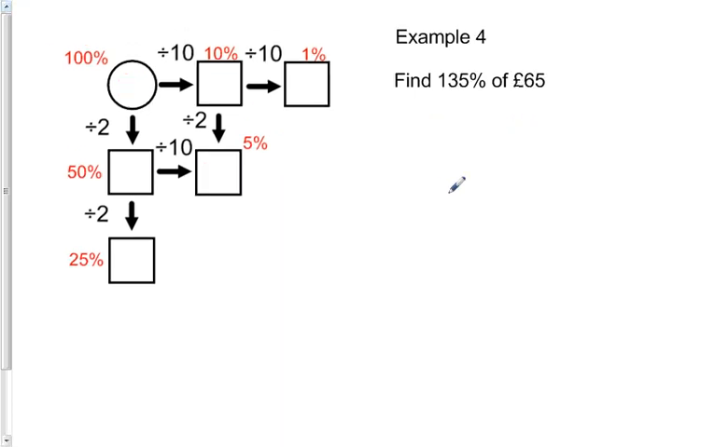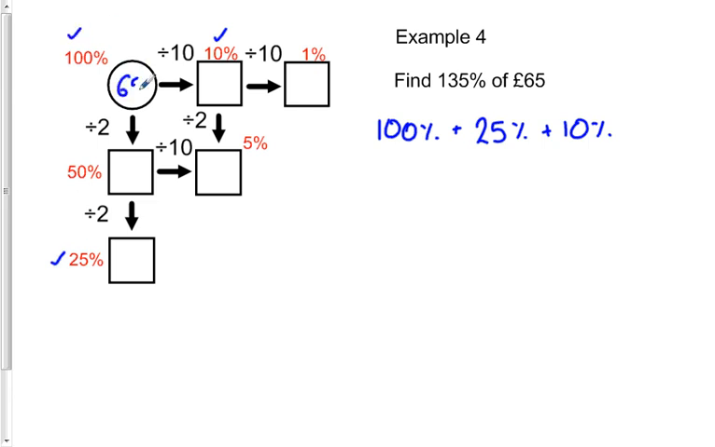Another example. This time we're going over 100%. Find 135% of 65 pounds. And so this time you should also note we've got units. So we need to make 135%. That means we're going to need 100%. And again, we can do this multiple ways. I'm going to do this with a 25% and a 10% to give me 135. So I'm going to need my 10, I'm going to need my 25, and I'm going to need my 100. So we'll start up here.